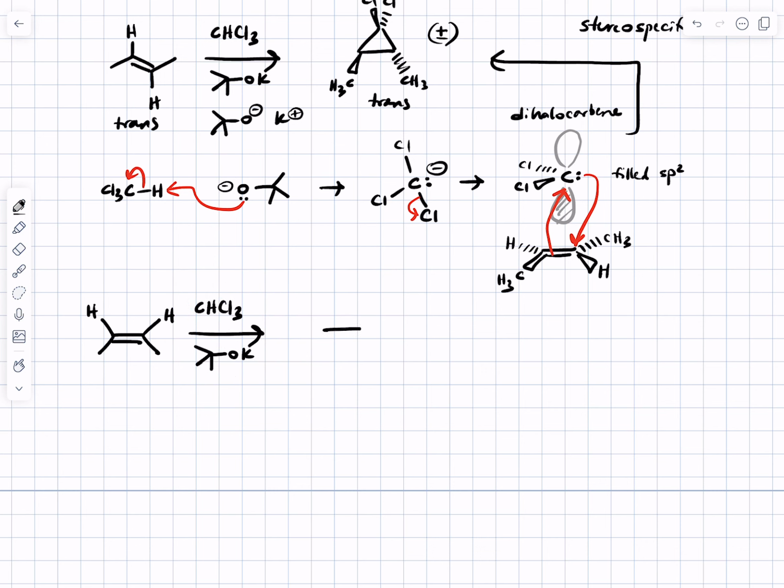I'll just draw that product for you here so that you can see what we're talking about. Okay, there you go. So this is an example of a stereospecific reaction. Now, what if you don't want halo groups on your cyclopropane ring? Do you have some other options?